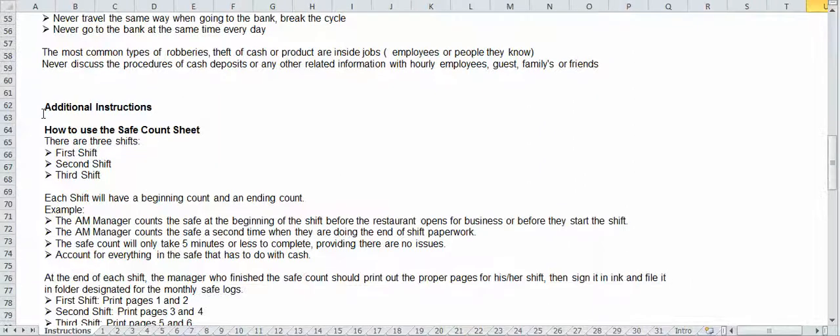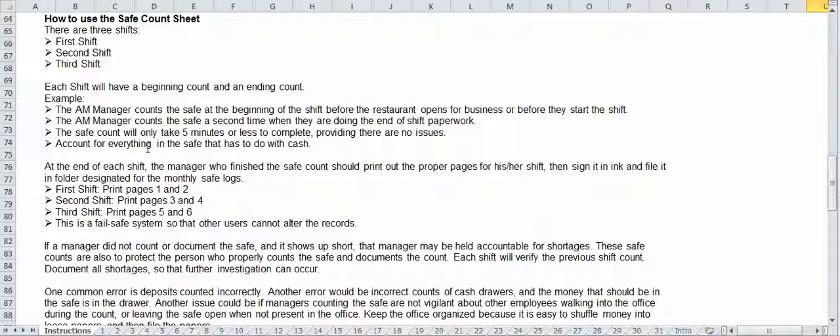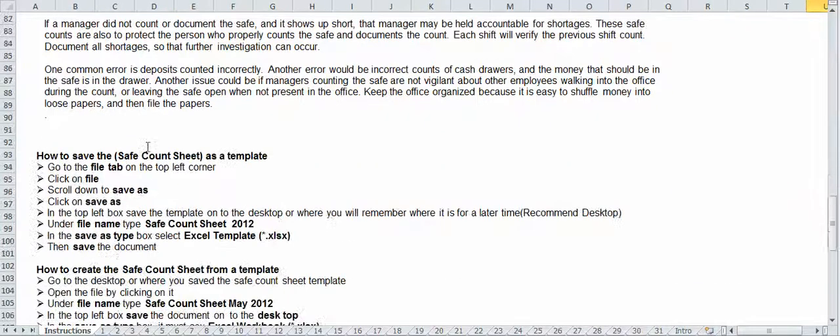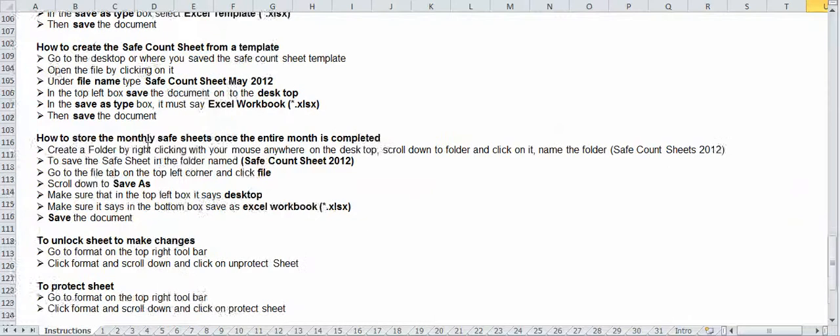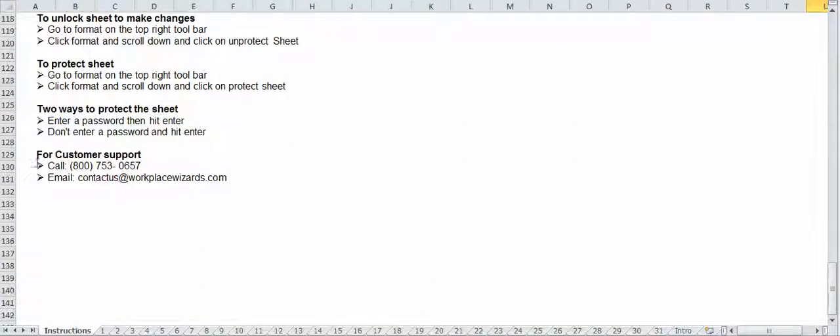In addition, we have some other instructions here. These are what we recommend, how you would use the Safe Count Sheet and how you would keep track of that information. We also have how to save it and how to store it. So there's a lot of information there. We do have our number here and the web contact us for email.